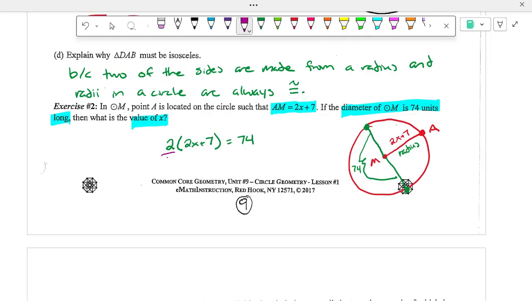So first off, I would divide by 2. You could distribute if you want. I'm just going to divide so I have smaller numbers. So this is 2x plus 7 is equal to 37.